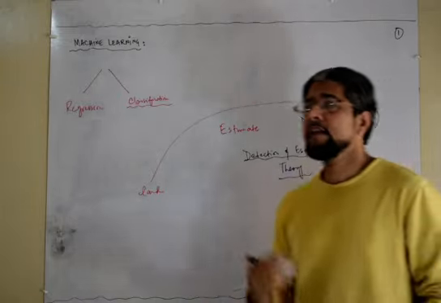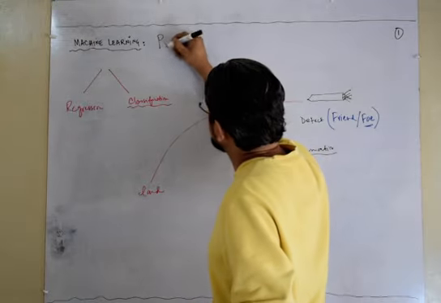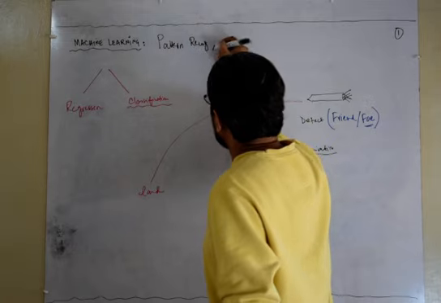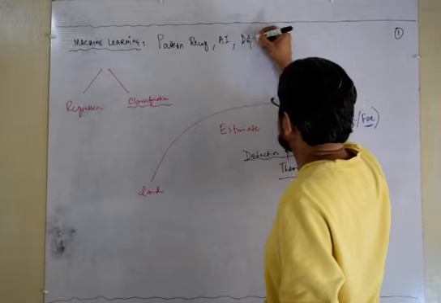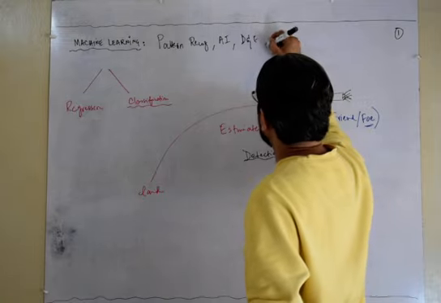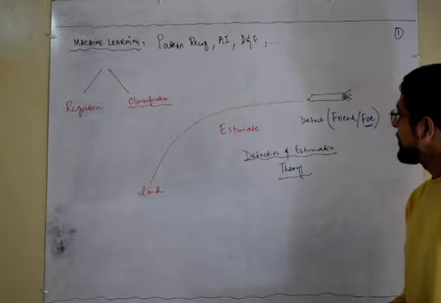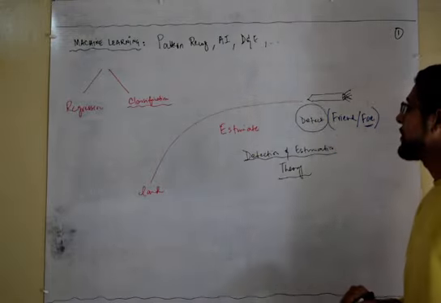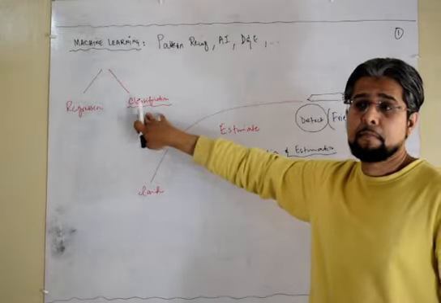So machine learning can be referred to as pattern recognition, or artificial intelligence, or detection and estimation theory, or data analytics, or whatnot. This particular component of detection is what is referred to as classification.